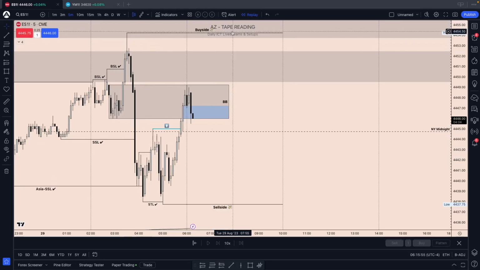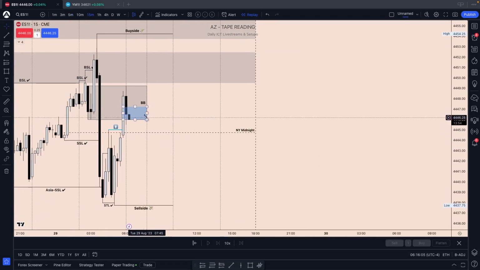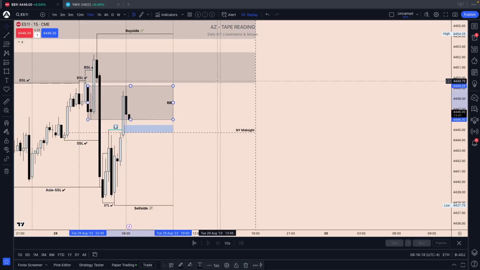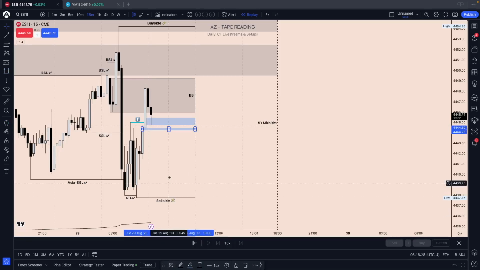And other than that, buy side, sell side. The only discounts we have on the 5-minute is this one. Check the 15. On the 15, the only discounts we have is also once again paired with the midnight open right here. So I'd be more focusing on the higher time frame for now. We have our breaker block. We have our 15-minute volume imbalance as well right here. And we have another 15-minute bullish fair value gap.